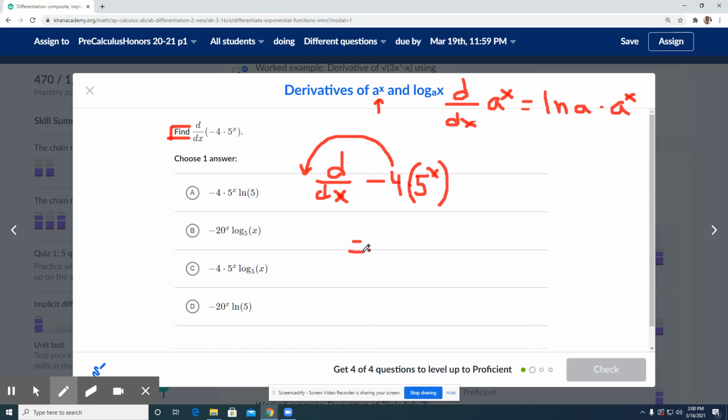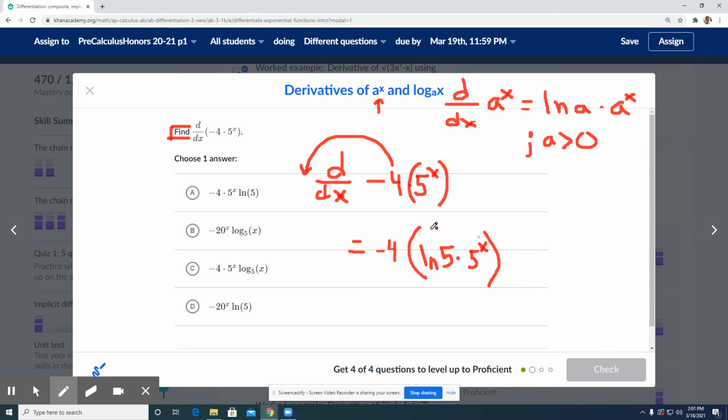So this is going to be equal to the negative 4, and then what is the derivative of 5 to the x? It's the natural log of the base, which is 5, and then I just rewrite all of this, so that would be 5 to the x. I also forgot, this is also where a has to be greater than 0, so I just want to make sure that we have that caveat or justification in here.